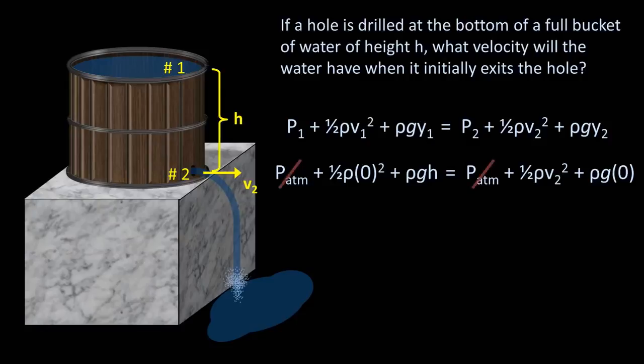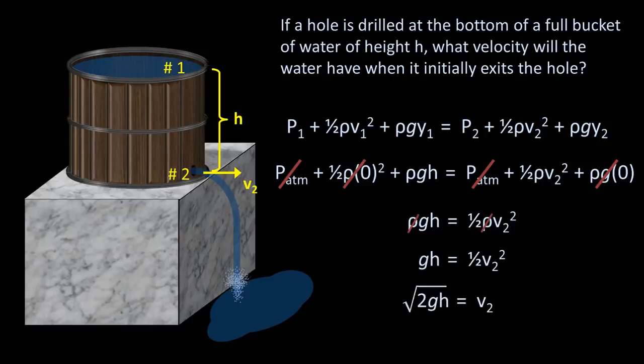So P atmosphere cancels out, and this term is 0, as is this one. This gives us density times little g times h equals 1/2 density times v2 squared. Densities cancel, and solving for v2, we find that it is equal to the square root of 2 times little g times h. There are a number of fascinating things about this rather elegant solution.